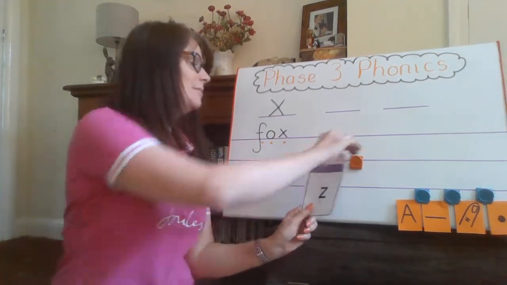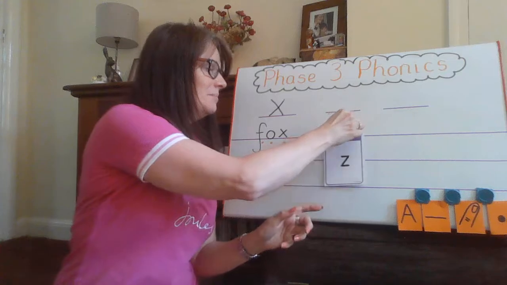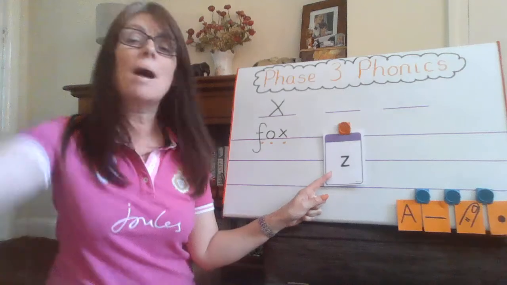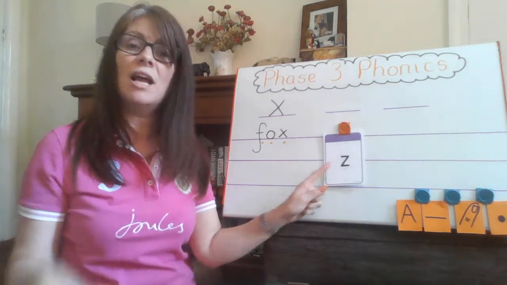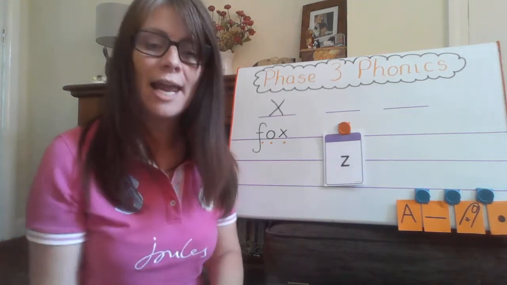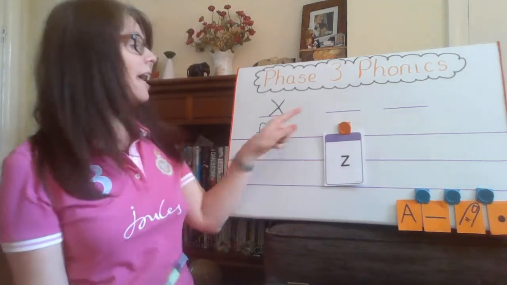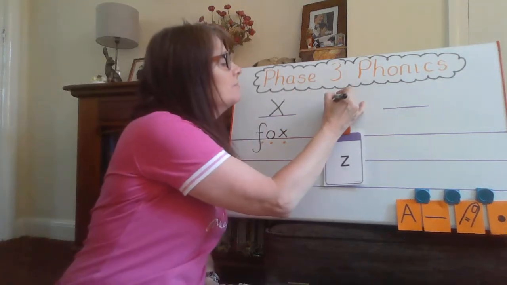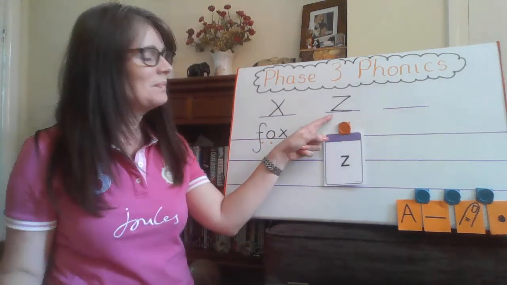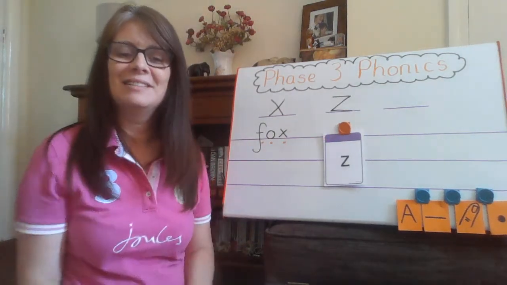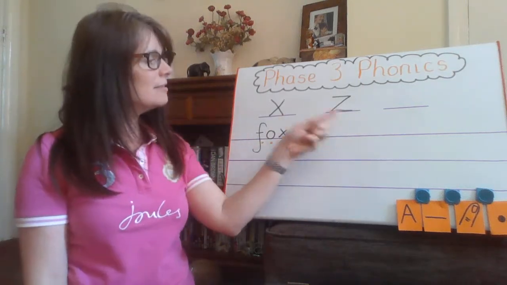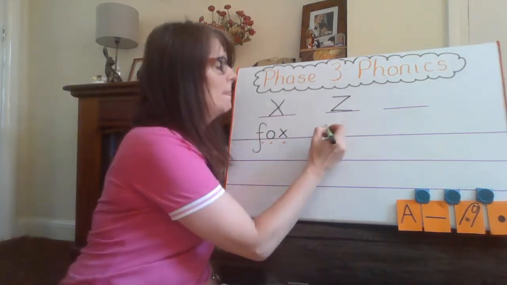Let's have a look at another sound. Let's look at this sound. That is the letter Z. My name is Z, and I sound like Z. Z. I am going to write that on a line so you can see where it sits. Z. I hope you're practicing this at home too. Z. Oh, let me see if I can think of a word. Z. I've got one.